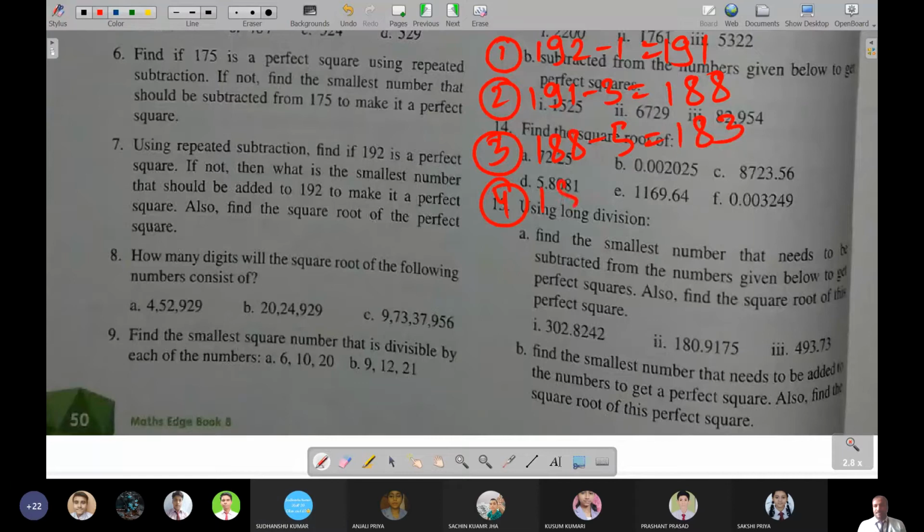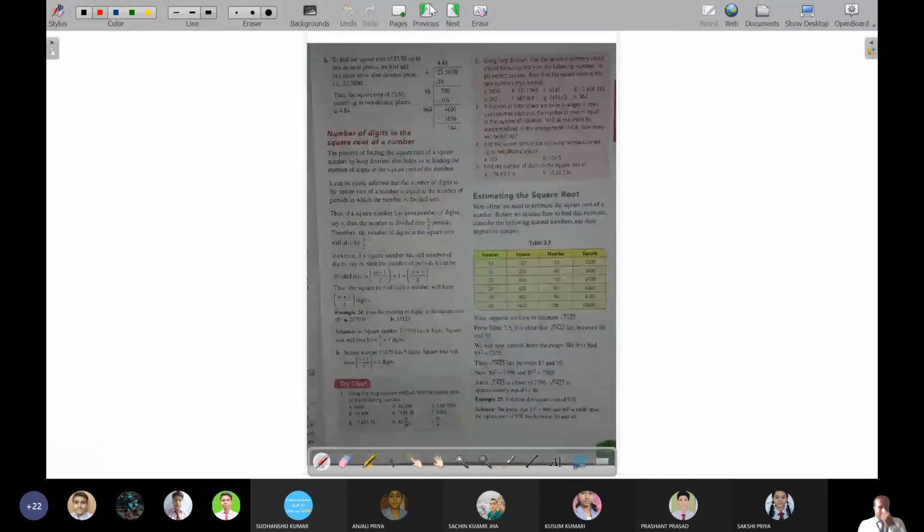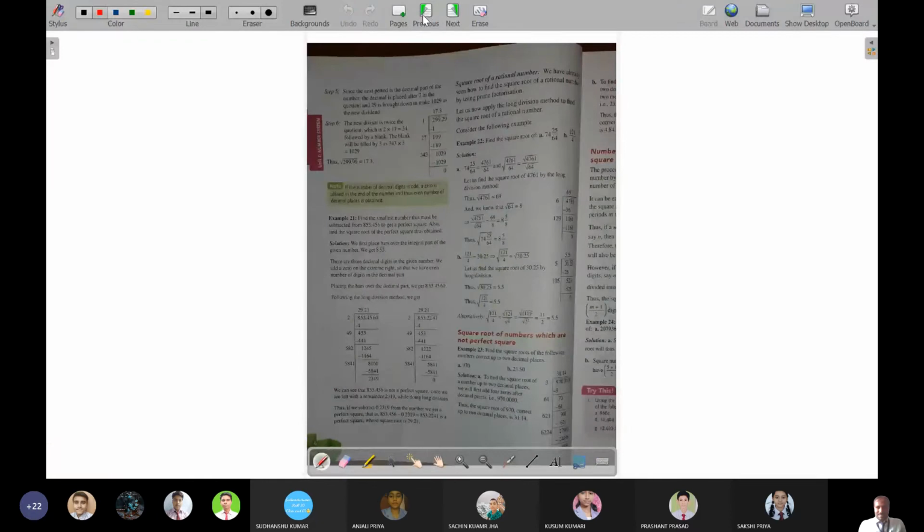Okay. So now I will be coming back again to this example explanation. Then further, when I come to the exercise, I will be explaining the exercise.